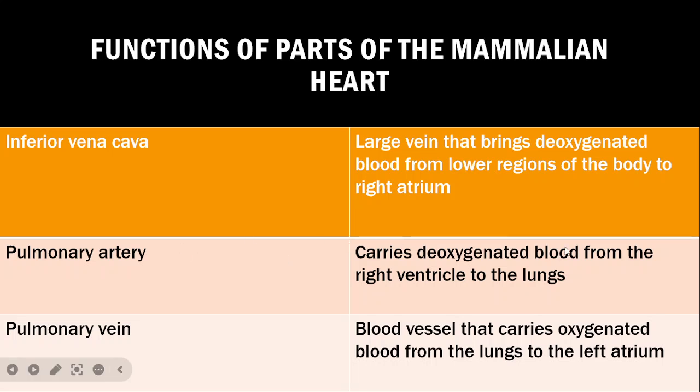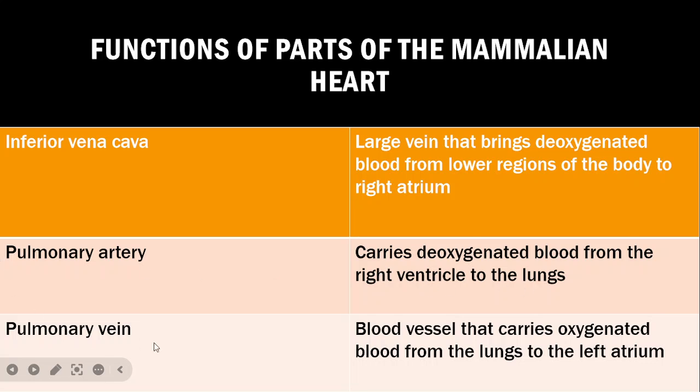Moving on, the other part is the inferior vena cava. This is a large vein that brings deoxygenated blood from the lower regions of the body to the right atrium. So the inferior vena cava is the one that carries the deoxygenated blood from the lower parts of the body to the right atrium. Then there's the pulmonary artery, and this carries the deoxygenated blood from the right ventricle to the lungs. So the pulmonary artery is responsible for carrying the deoxygenated blood from the right ventricle to the lungs.